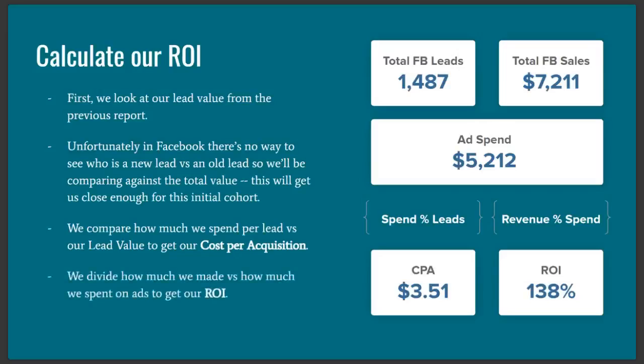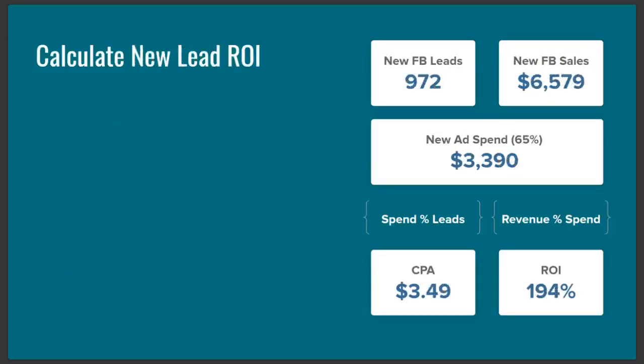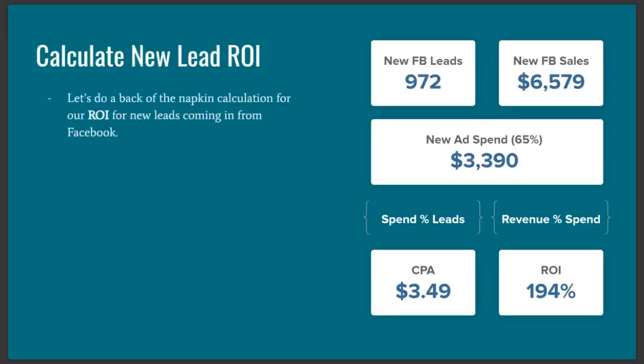Then we divide how much we made versus how much we spent on ads to get our ROI. All right. Very simple calculation. So let's do it for the new leads now. So this is what we really want to look at. So let's do a back of the napkin calculation for our ROI for new leads coming in from Facebook. New leads make up 65% of our leads, so we'll multiply the ad spend by 65%.